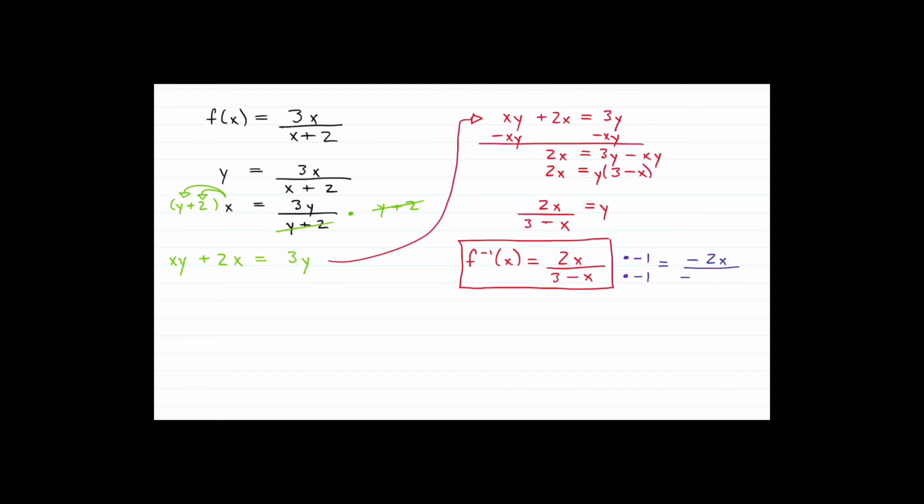So 2x times -1 is -2x. 3 minus x times -1 is -3 plus x. So the numerator is now -2x, but the x is positive and it just shifts around. So that -3 plus x is the same as x minus 3. So I get f inverse of x equals -2x over x minus 3.